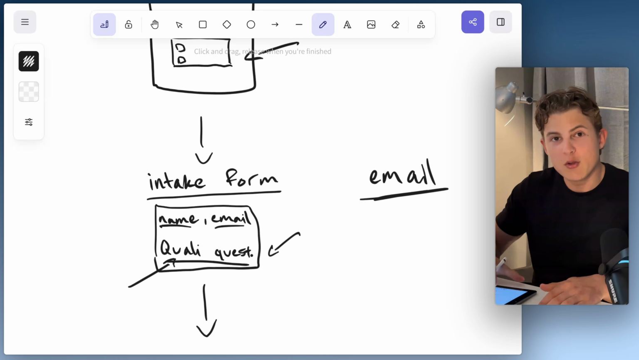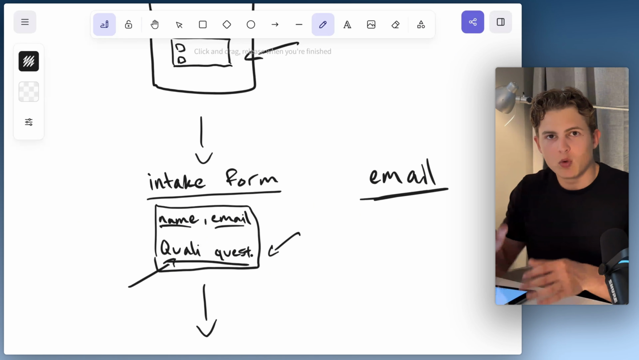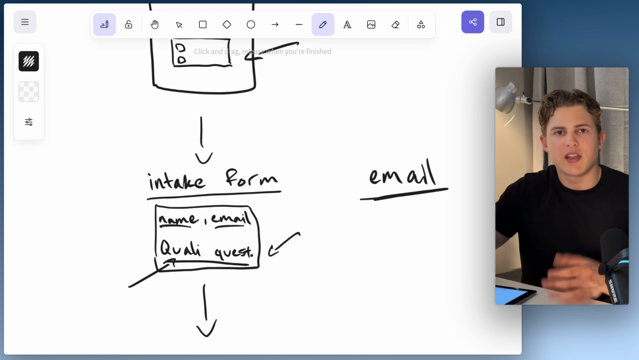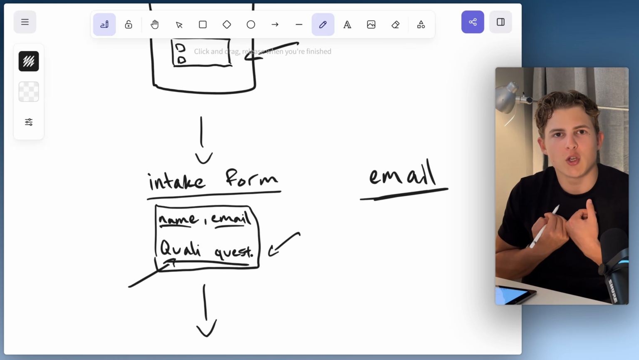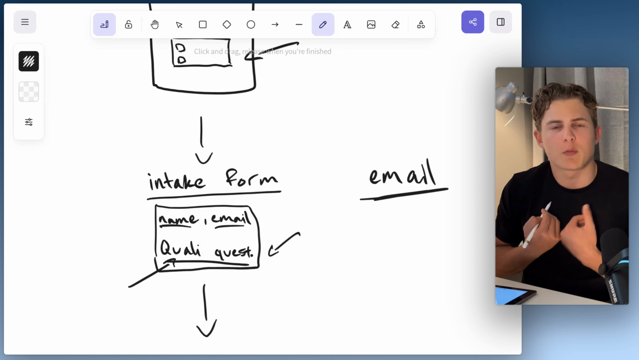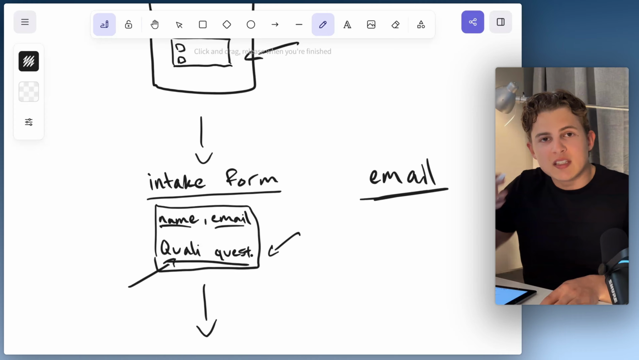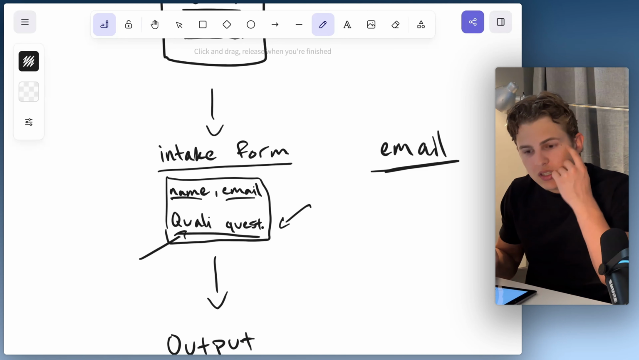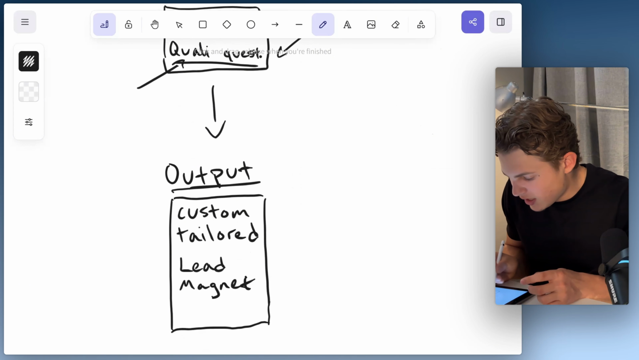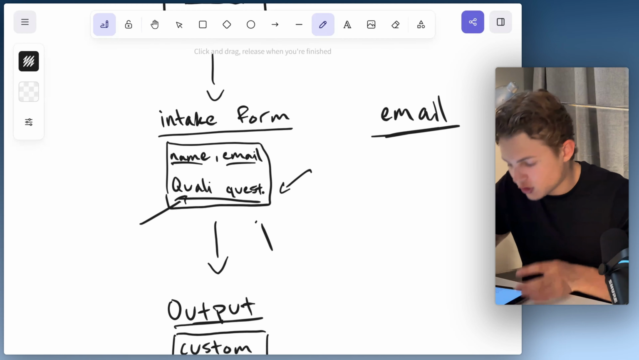And you can't do this with a standard PDF, a standard ebook, because no one would answer these questions. If you opt in for someone's ebook and they ask you your revenue, for example, well, obviously you wouldn't answer that, because why would you? Why would they need your revenue if you just opt in for a PDF? But with the quiz, the person is actually incentivized to answer these questions, because their quiz output, right here, is custom and tailor-made for them based on their answers to these questions.